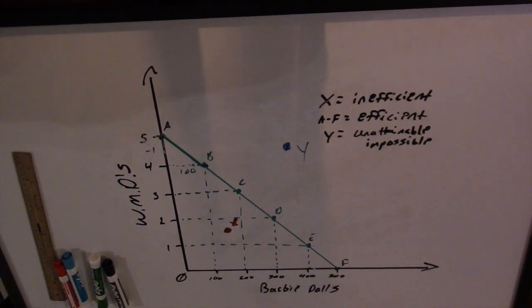Thank you, Mr. Hands. All right, so from here you should know how to utilize a production possibility table to create a production possibility curve and figure out opportunity cost.